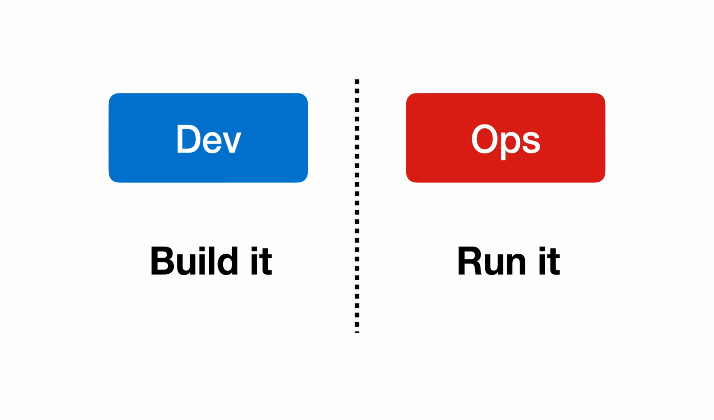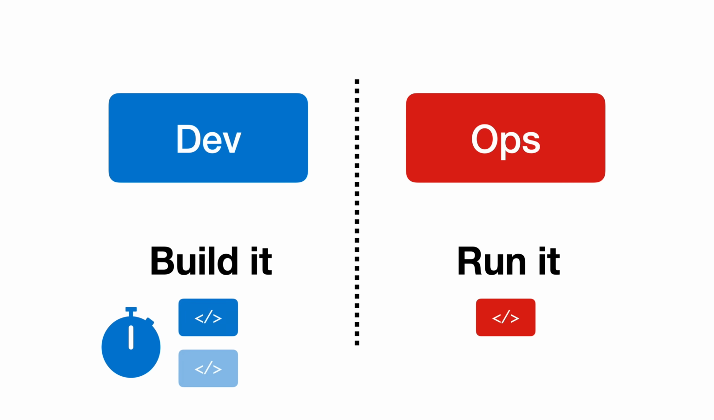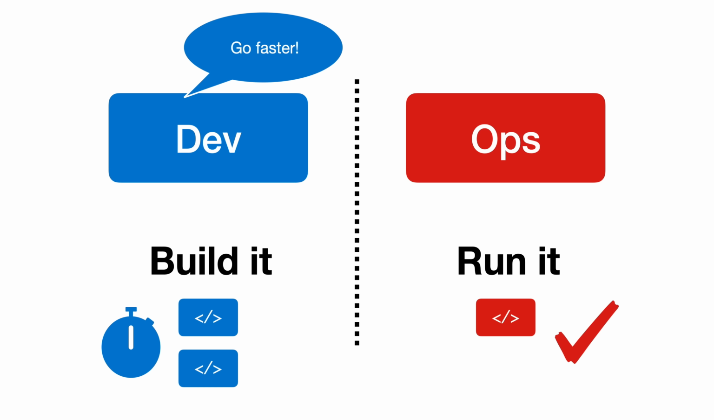These teams worked in silos with very little collaboration. Devs would build the software and then throw it over the fence for the ops team to run it. And the two teams had very different goals. Devs want to build faster and release faster, but ops want to ensure everything is stable and reliable. Devs might have thought ops was slowing things down, whereas ops might have seen devs as being careless.